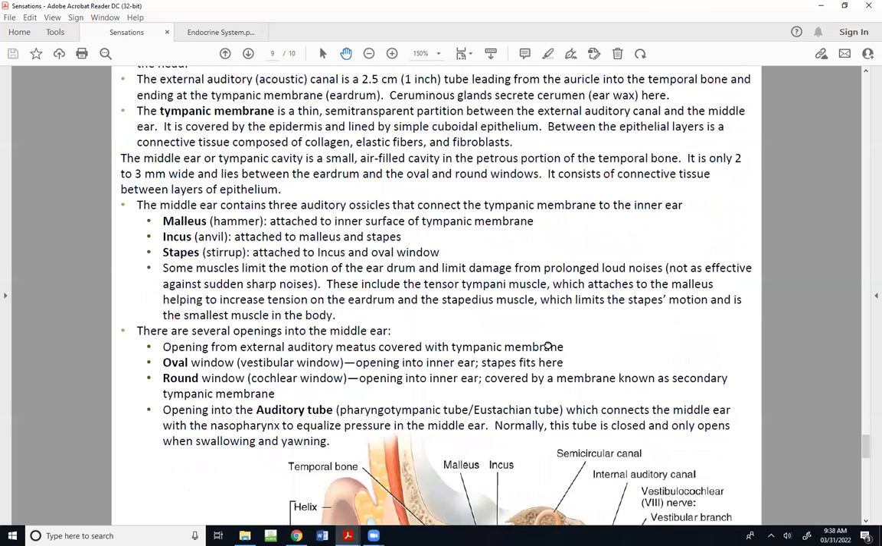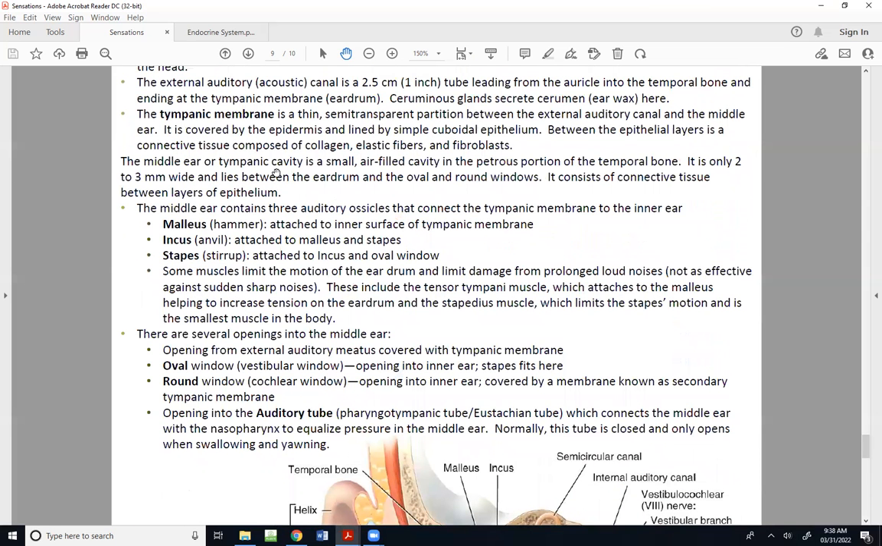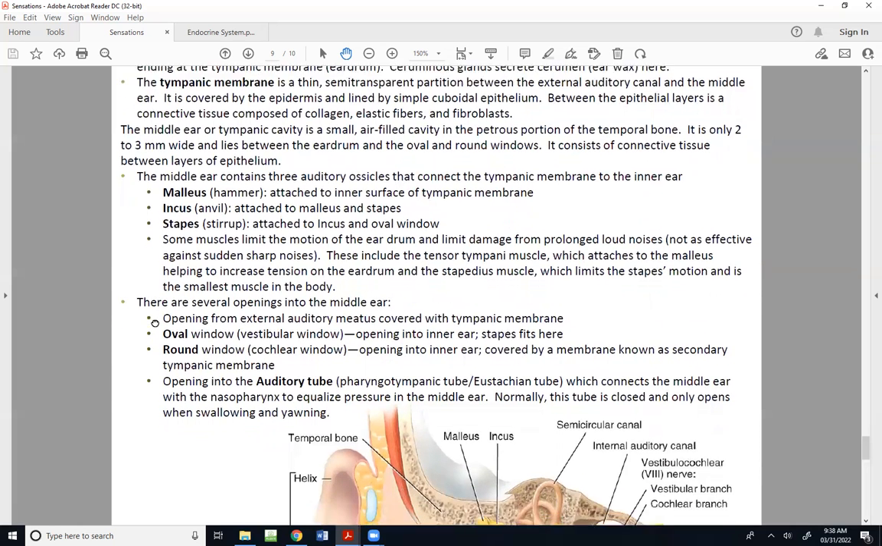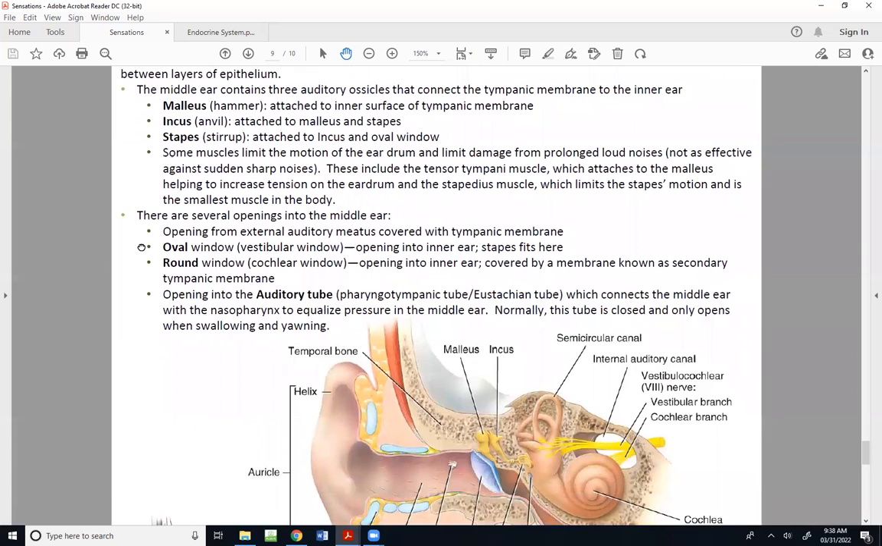Your middle ear also goes by the term tympanic cavity, a small air-filled cavity in the petrous portion of the temporal bone, about 2 to 3 millimeters wide. So it's really thin and not a very big space. It lies between the eardrum and the oval and round windows, which we'll talk about here in just a second. It consists of connective tissue between the layers of the epithelium. Once again, we've talked about these before, and actually we've seen this image previously back when we talked about the bones of the body.